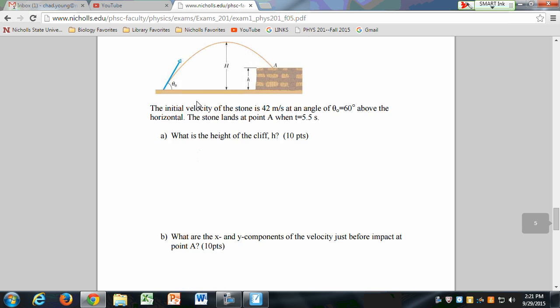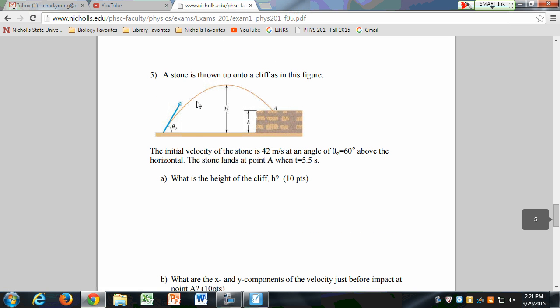Okay, so here's one. I have a stone that's thrown up onto a cliff as in this figure, and the initial velocity of the stone is 42 meters per second at an angle of theta naught equals 60 degrees above the horizontal. And the stone lands at point A when t equals 5.5 seconds. So let's just assess what I have here.